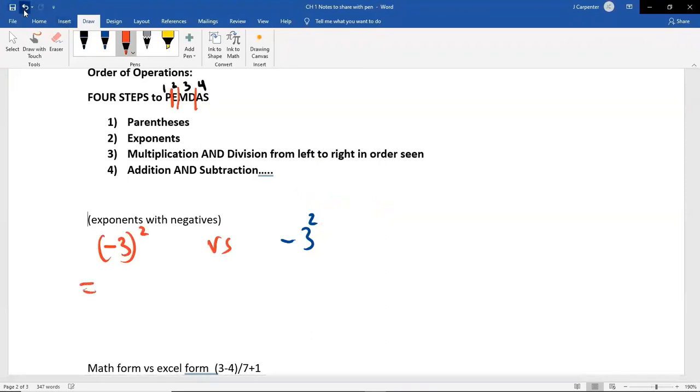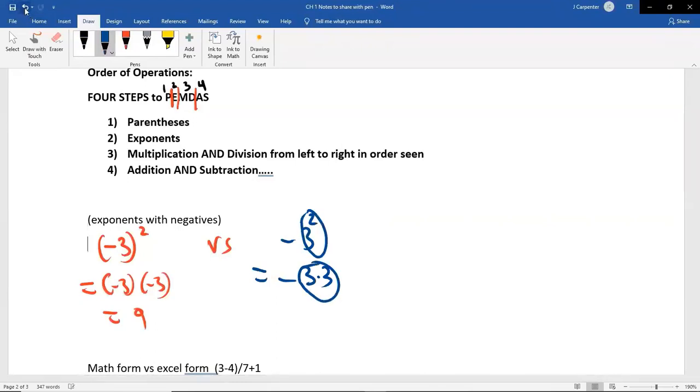So when you do this, the first one is -3 times -3, which is +9 because 2 negatives cancel. But the right-hand version, the negative is not repeated. It's just the 3 that's repeated. So the negative, this negative is this negative. And then the 3 squared is this 3 times 3. Again, the negative was not part of the blue version's exponent, so it is not repeated. And this is a negative times a positive, which is a negative.